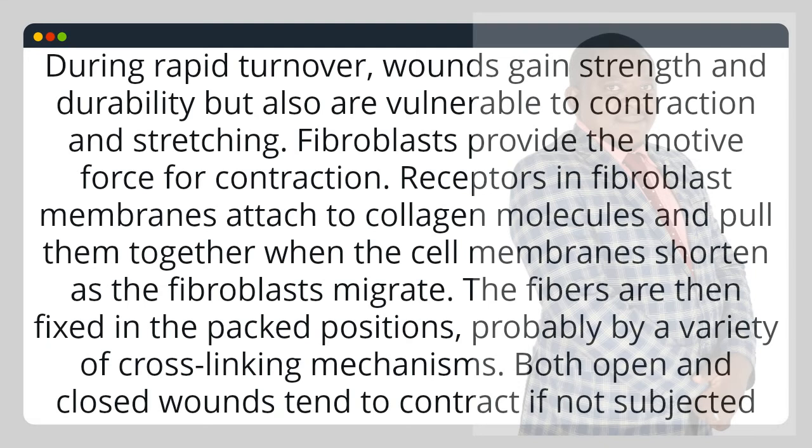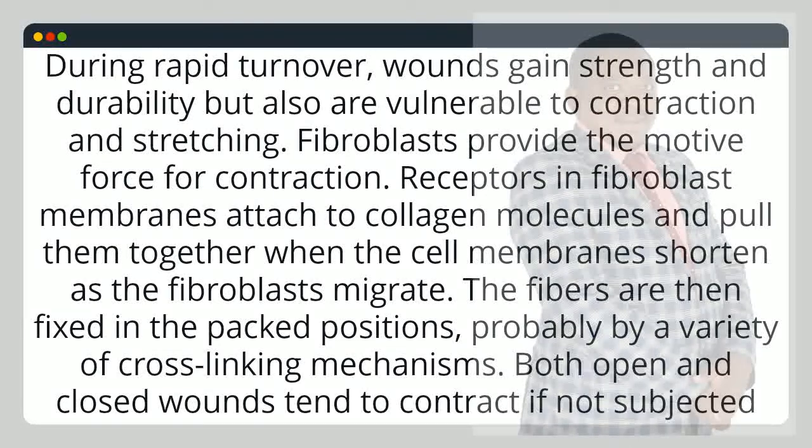During rapid turnover, wounds gain strength and durability, but also are vulnerable to contraction and stretching. Fibroblasts provide the motive force for contraction. Receptors in fibroblast membranes attach to collagen molecules and pull them together when the cell membranes shorten as the fibroblasts migrate. The fibers are then fixed in the packed positions, probably by a variety of cross-linking mechanisms.